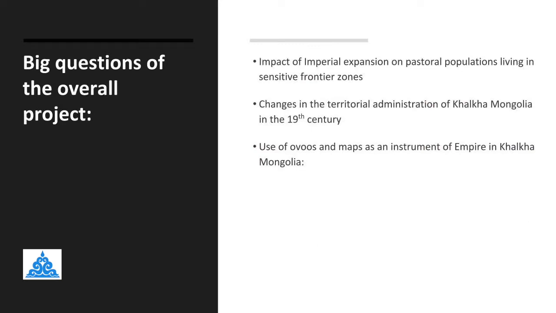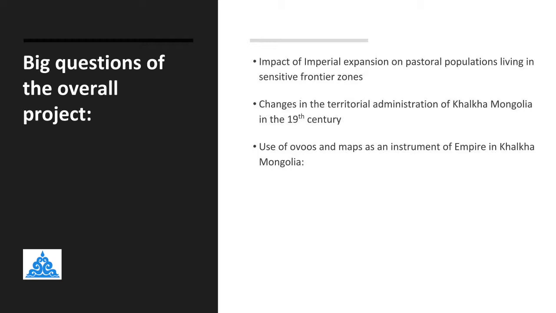So here's a set of larger questions that I'm addressing in the dissertation project. So basically the impact of the Qing imperial expansion on pastoralist populations living in sensitive frontier zones, change in the territorial administration in Khalkha Mongolia in the 19th century. In other words, how was Mongolia connected to broader geopolitical events that redefined sovereignty and territory in the 19th century? And I'm also exploring the use of Ovoos and maps as instruments of empire in Khalkha Mongolia.